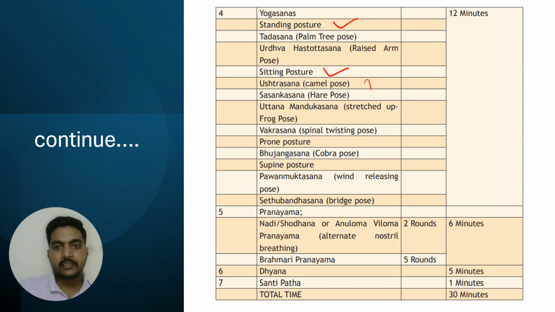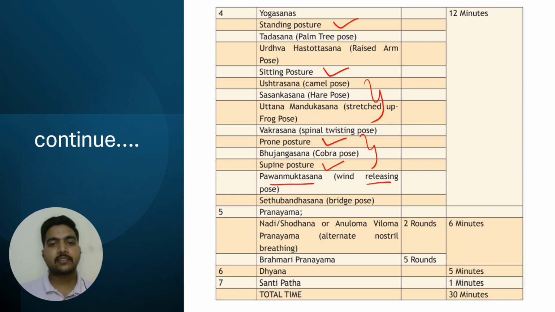These are the sitting posture exercises or asanas. Then the prone posture, then the supine posture. The prone and supine postures are the lying positions. These are just examples, so you can also perform other exercises or other asanas.